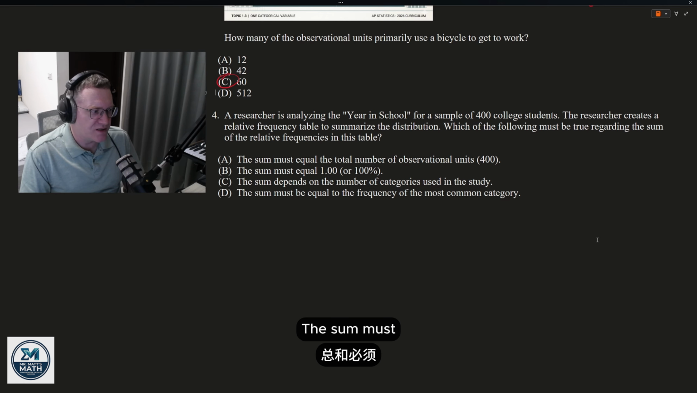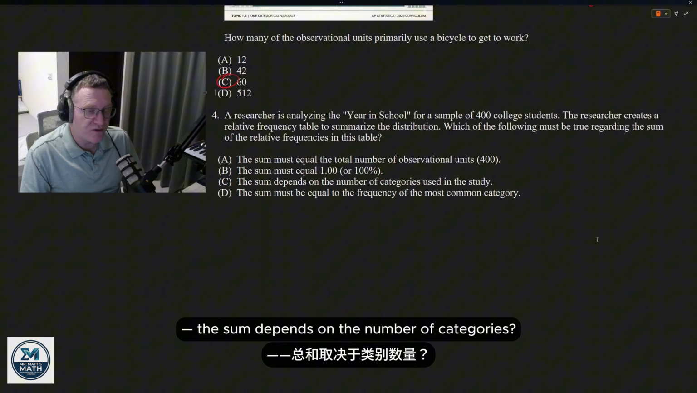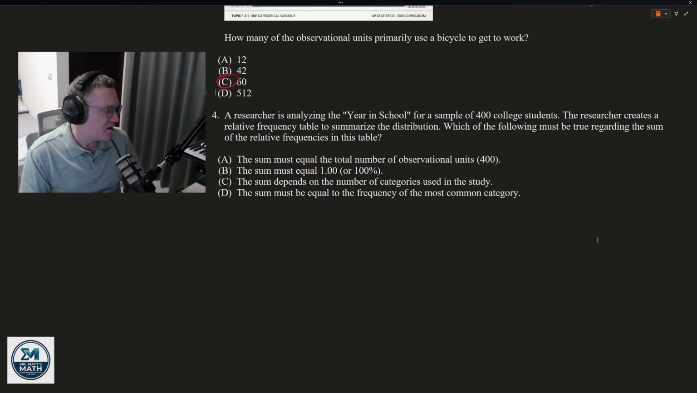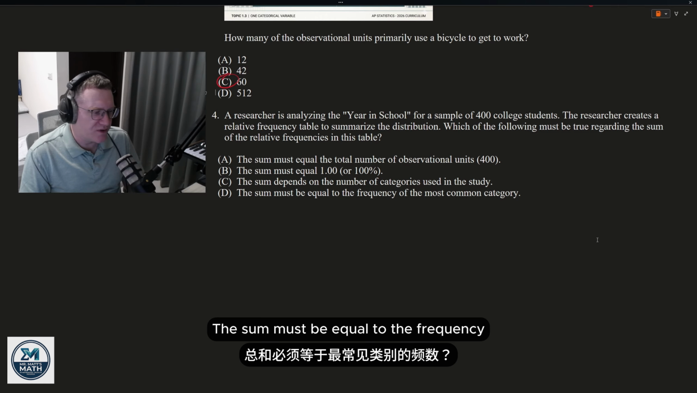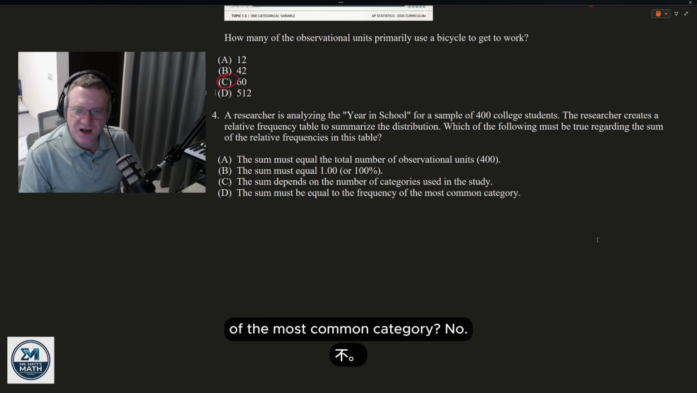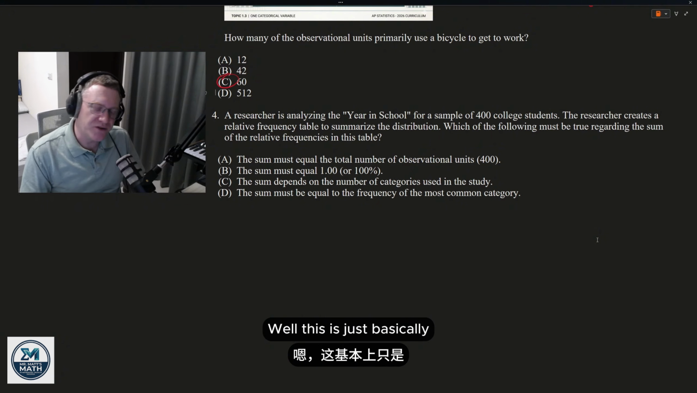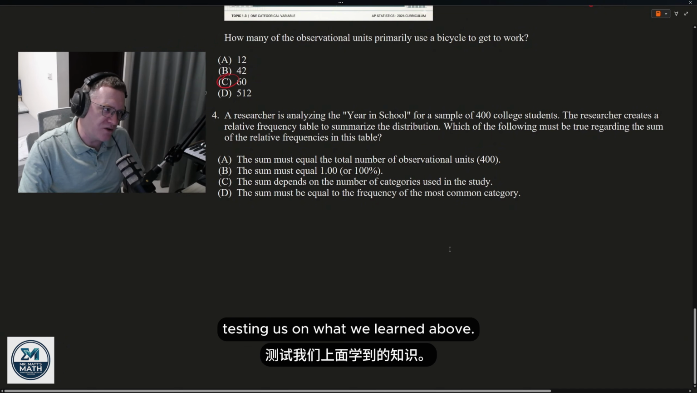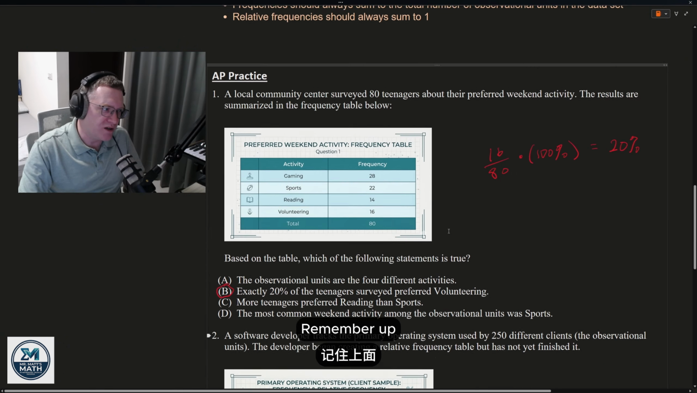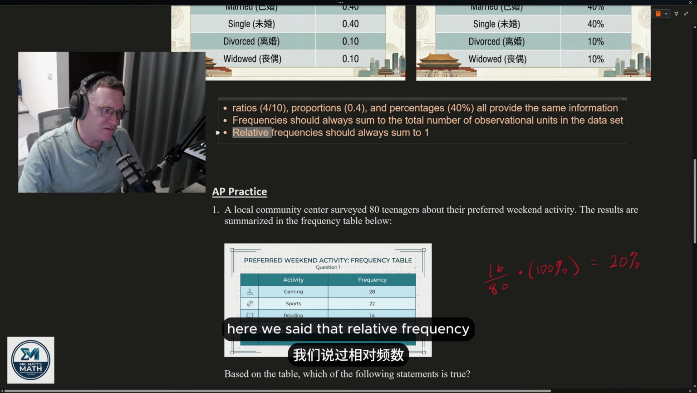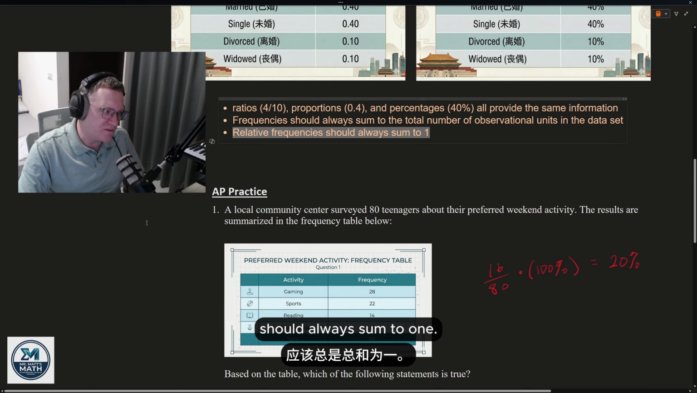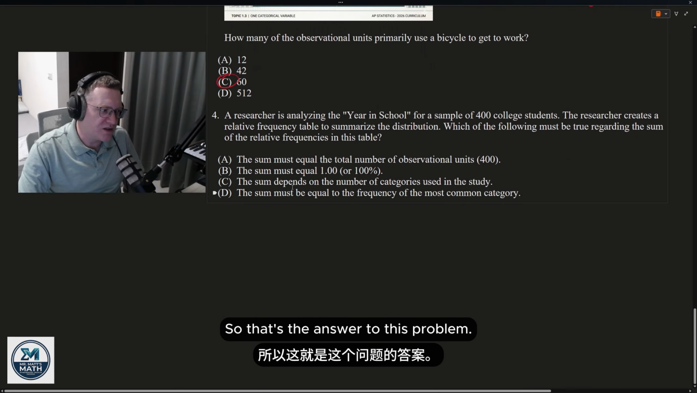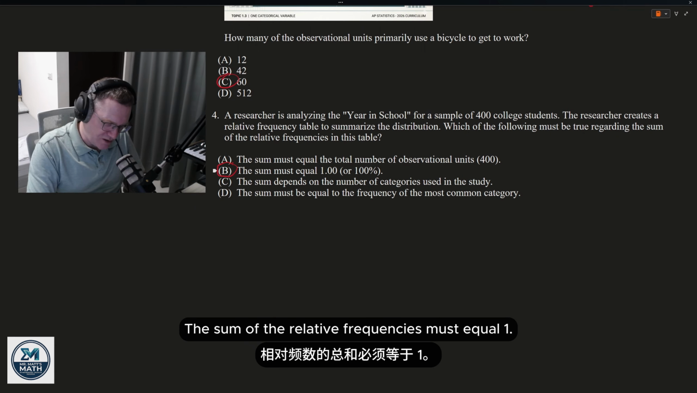C, the sum depends on the number of categories. The sum must be equal to the frequency of the most common category. No, well, this is just basically testing us on what we learned above. Remember up here, we said that relative frequencies should always sum to 1. So that's the answer to this problem. The sum of the relative frequencies must equal 1.